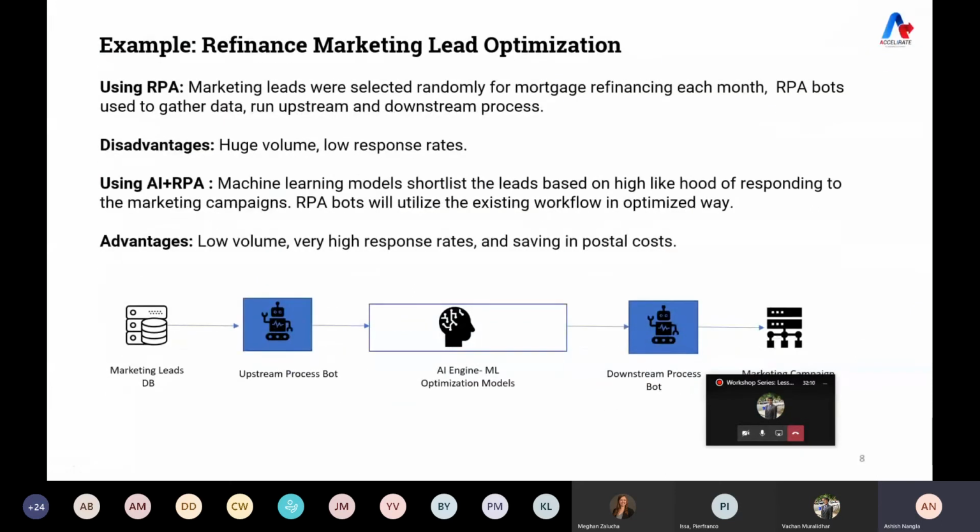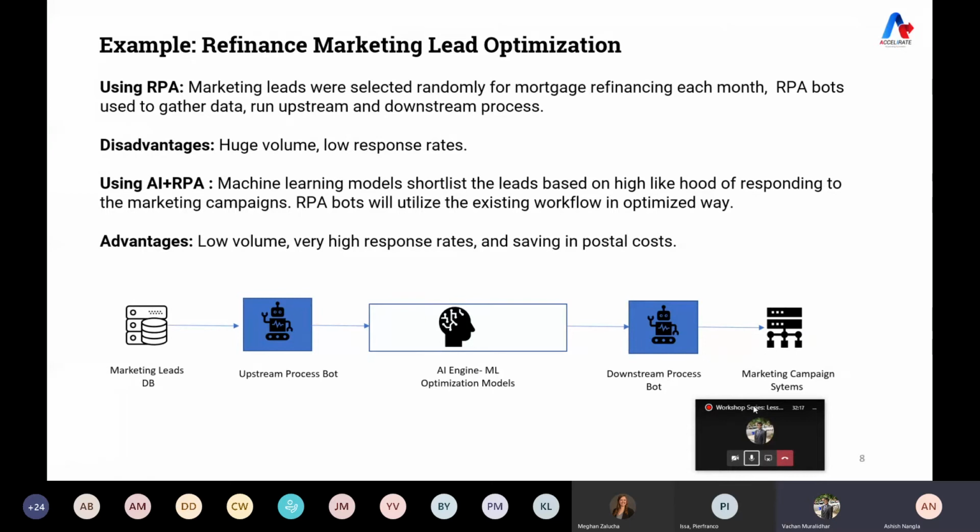We come to, again, marketing lead optimization. Vachan, would you want to take this one up? Sure. Thanks, Ashish. Yeah, so this is also a problem.